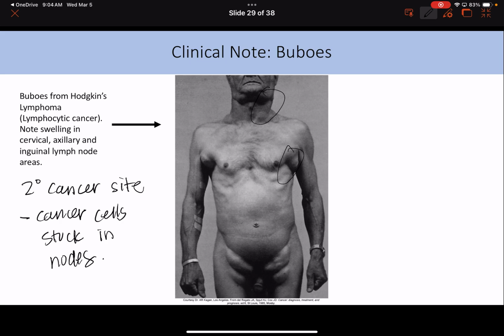And so these buboes are usually painful with an infection. So these buboes are caused by an infection. They're usually painful or tender to the touch. But if it's buboes because of cancer, they're usually not painful.